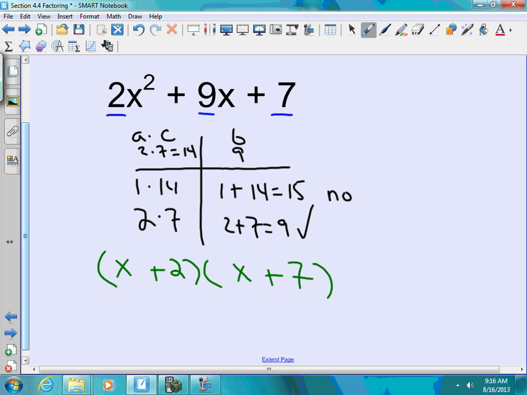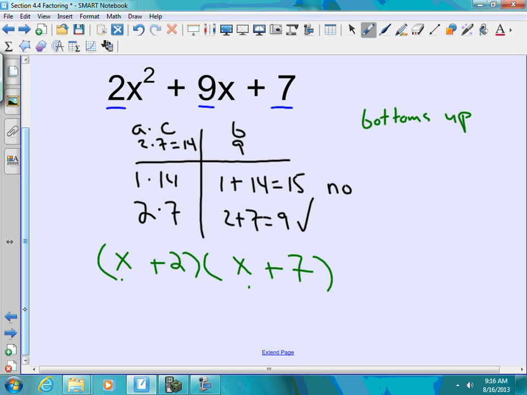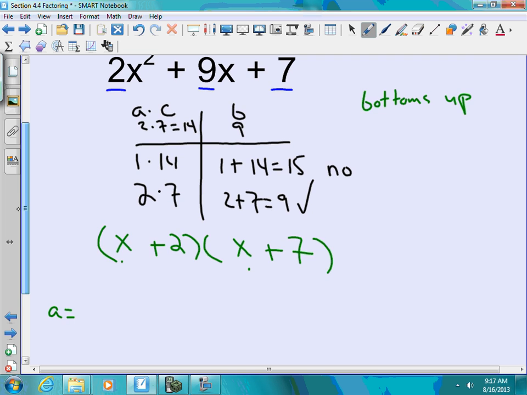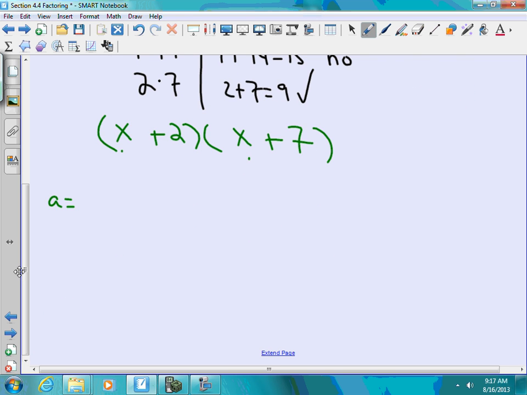Now, is that our answer? Some people would say, yes, that's our answer. But if you FOIL this out right now, we have to get a 2x squared. X times x is not 2x squared. X times x is x squared. So we're missing something. Remember, this method we use is called bottoms up, and we really haven't had to use that yet. But the bottoms up part, if you recall from yesterday, we say, what is A? We have to use that A term in this step. A equals 2. 2 is in front of the x squared, so A is 2.